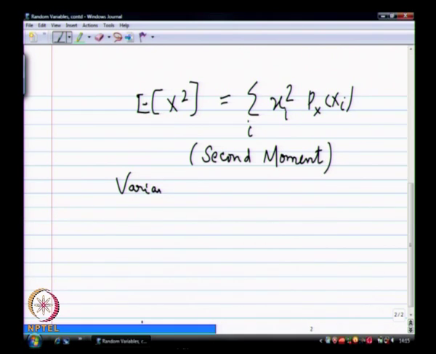And then your variance is defined as, what we normally write as variance of x, e of x squared minus e of x whole squared. That is the variance. And then standard deviation is simply the square root of the variance of x.